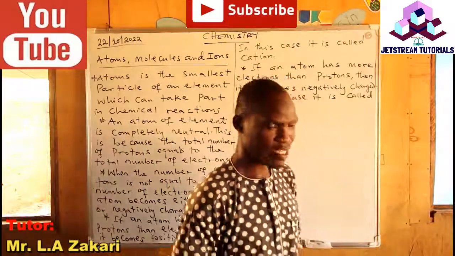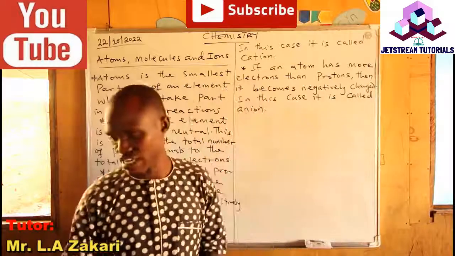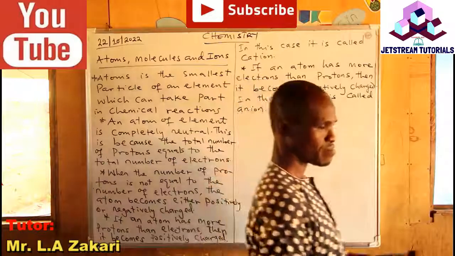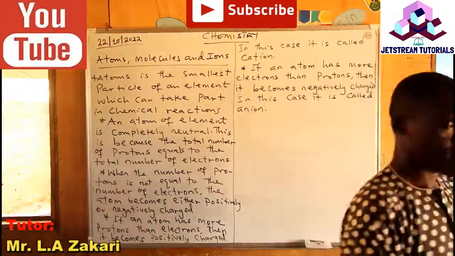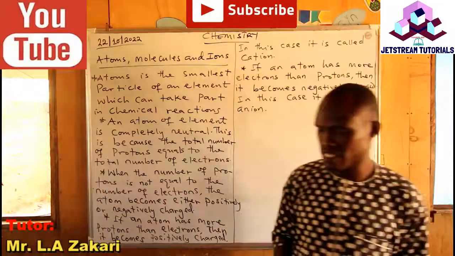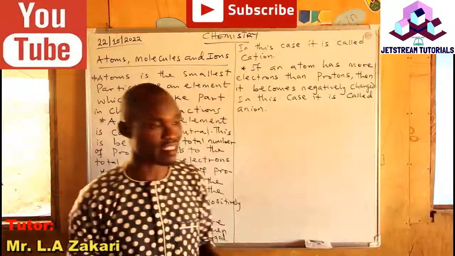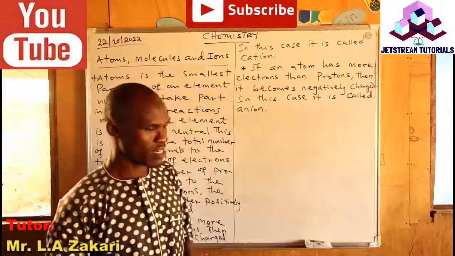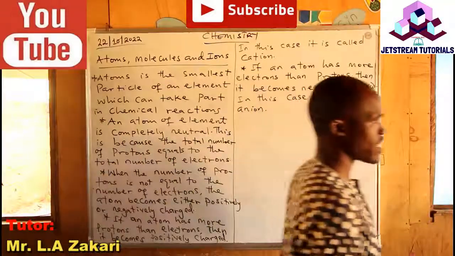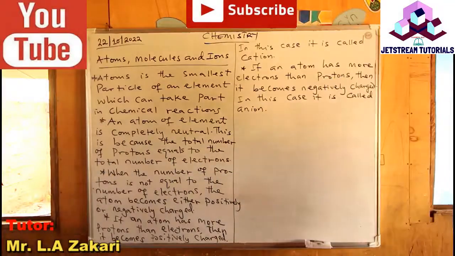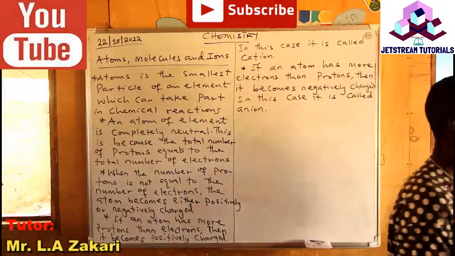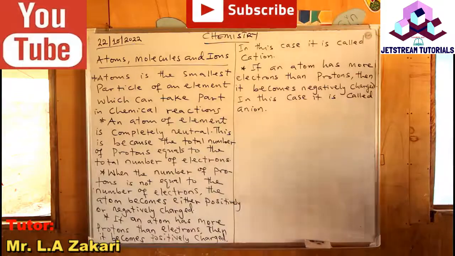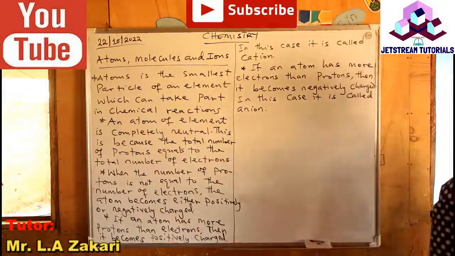Are you with me? So, if you have a particular element A, and you have another element B, reacting together, it is as a result of the interaction between their atoms that they are reacting. Nothing more than that. Are we together? So, in this case, since atoms are present in elements, they are smaller than elements themselves.